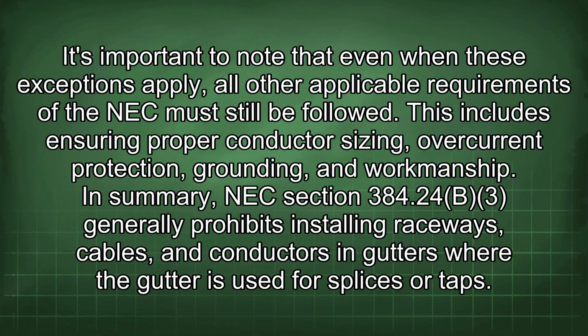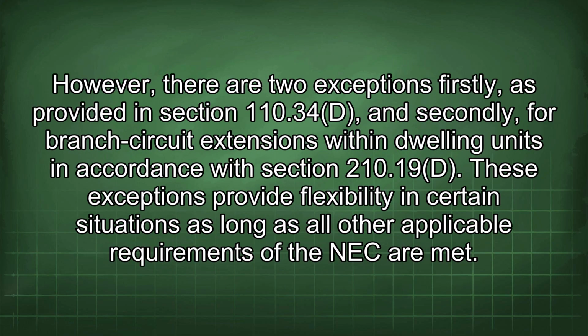In summary, NEC Section 384.24(b)(3) generally prohibits installing raceways, cables, and conductors in gutters where the gutter is used for splices or taps. However, there are two exceptions: firstly, as provided in Section 110.34(d), and secondly, for branch circuit extensions within dwelling units in accordance with Section 210.19(d). These exceptions provide flexibility in certain situations as long as all other applicable requirements of the NEC are met.